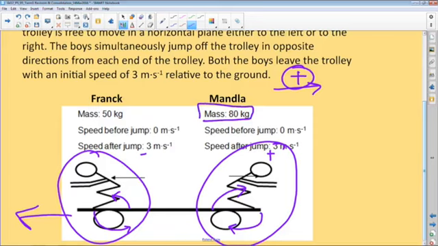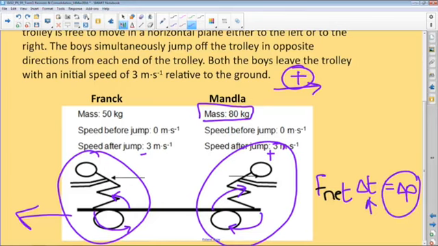If he has a greater change in momentum, and remember this is F net times delta T, I want delta T there. F net times delta T is equal to change in momentum. And delta T is going to be the same for both.